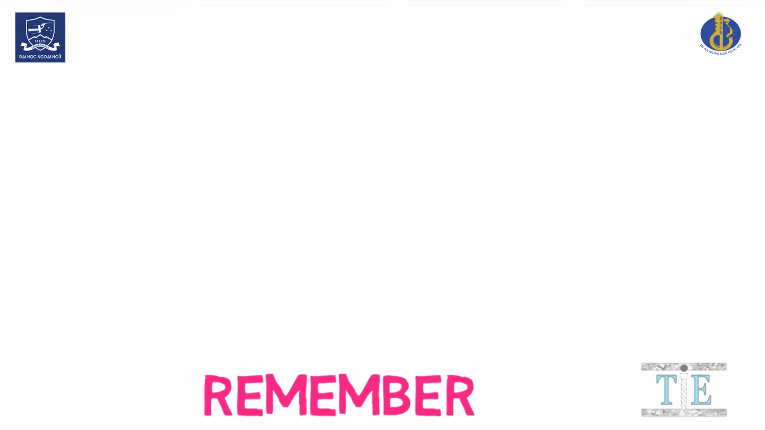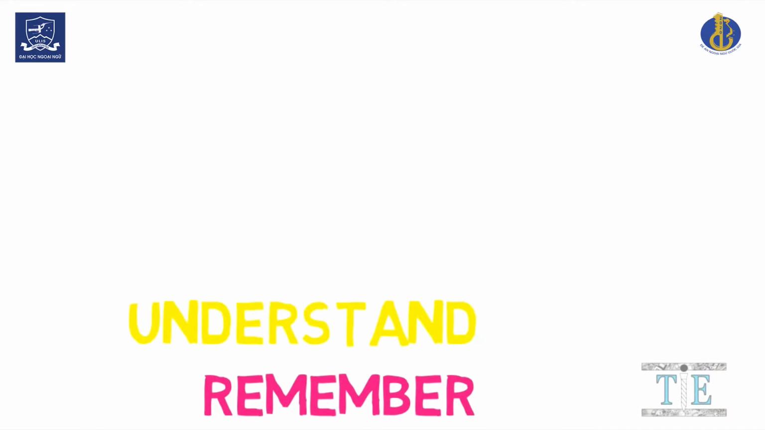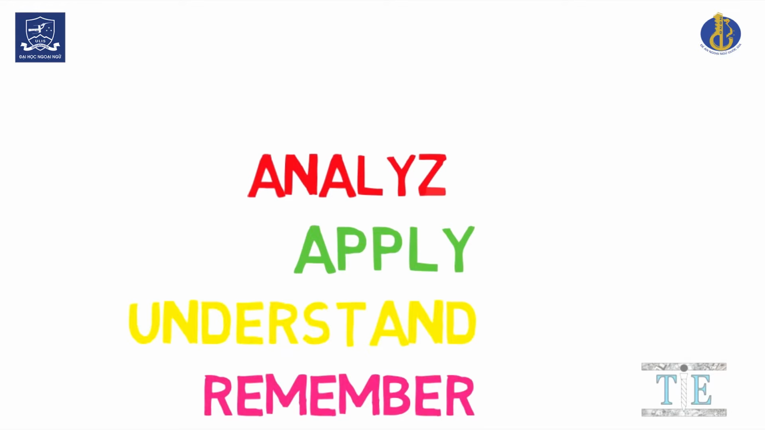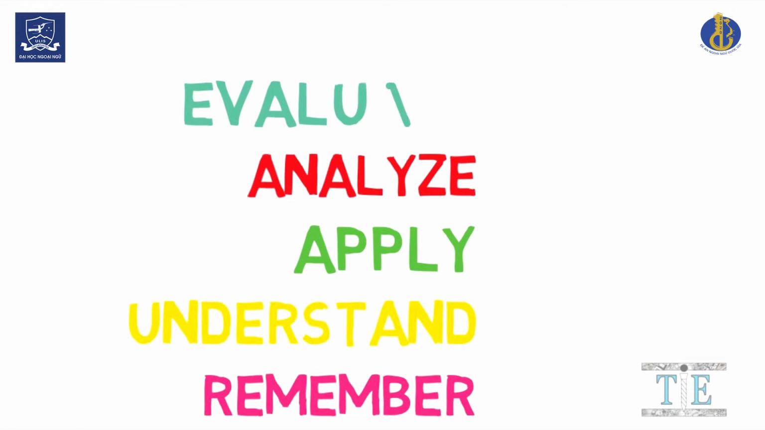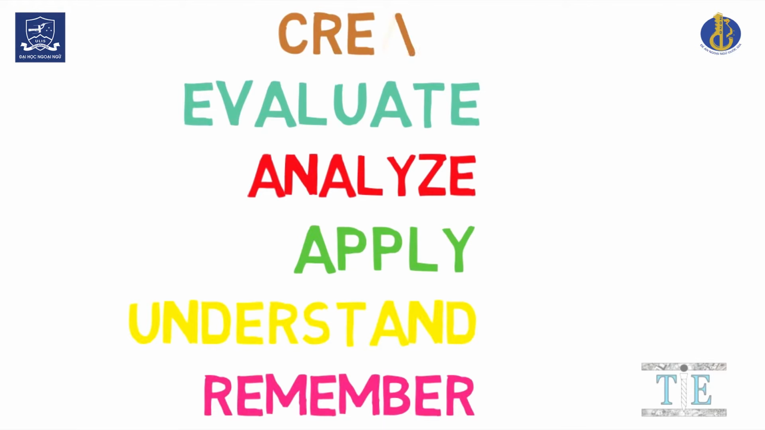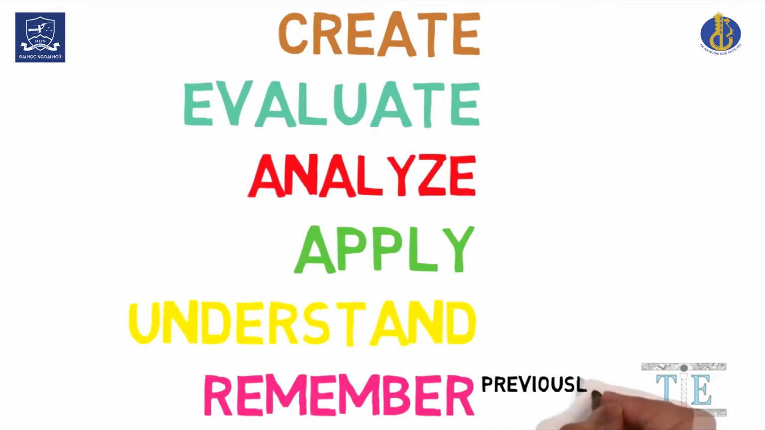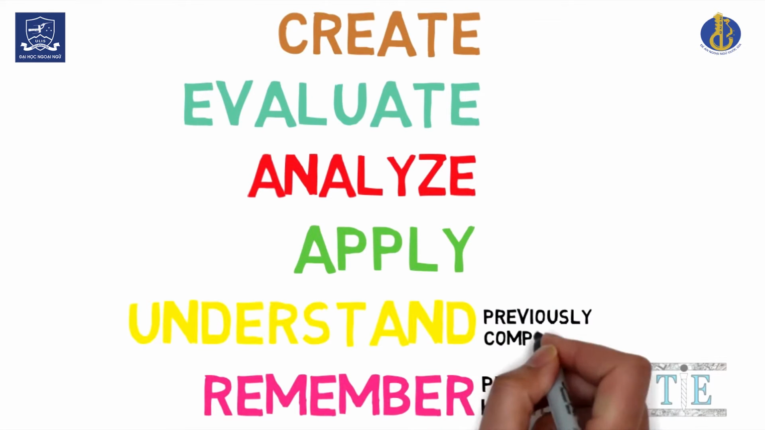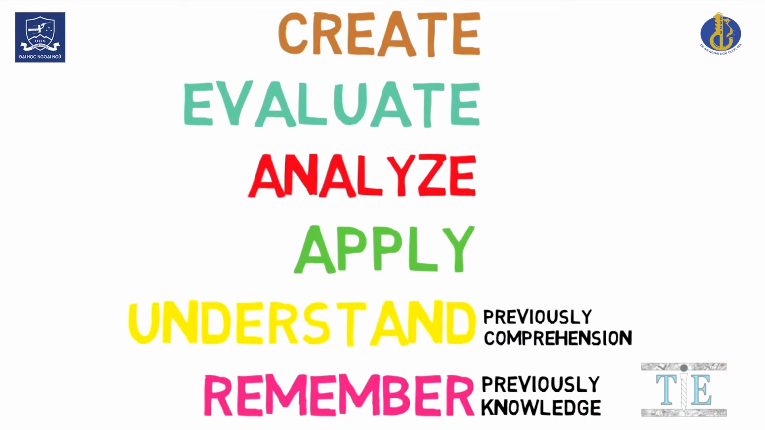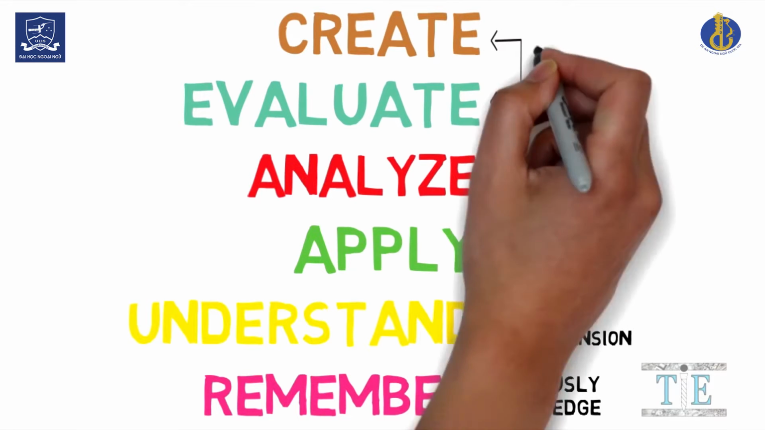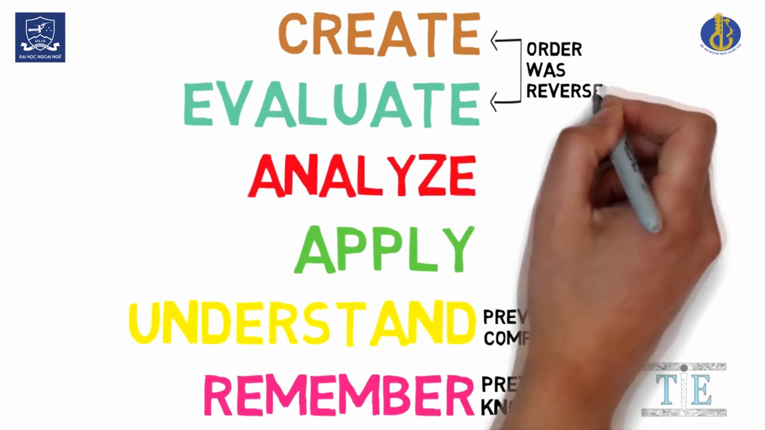So, what are the levels of Bloom's taxonomy? The lowest level of cognitive rigor requires students to remember, understand, apply, followed by analyze, followed by evaluate, and lastly, create, the highest level of cognitive rigor. Now, remember was first known as knowledge, but later revised. Similarly, understand was previously called comprehension. And lastly, the order of create and evaluate were switched.